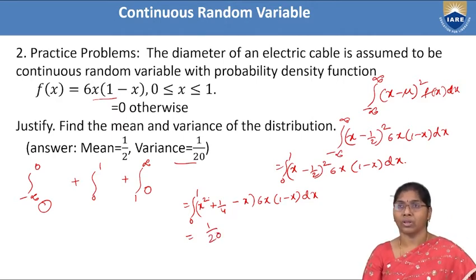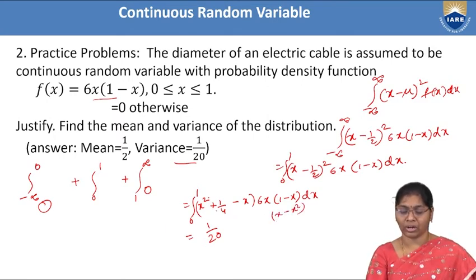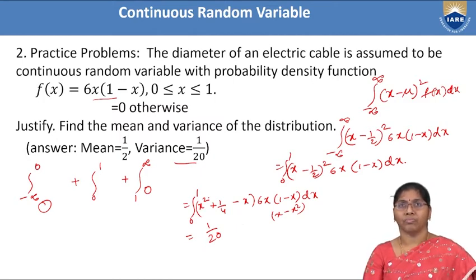Here 6 is a constant, we are eliminating that one. X into 1 minus x is x minus x square. Multiply that total term in here. We get the variance value equal to 1 by 20. This is the practice problem for this one.